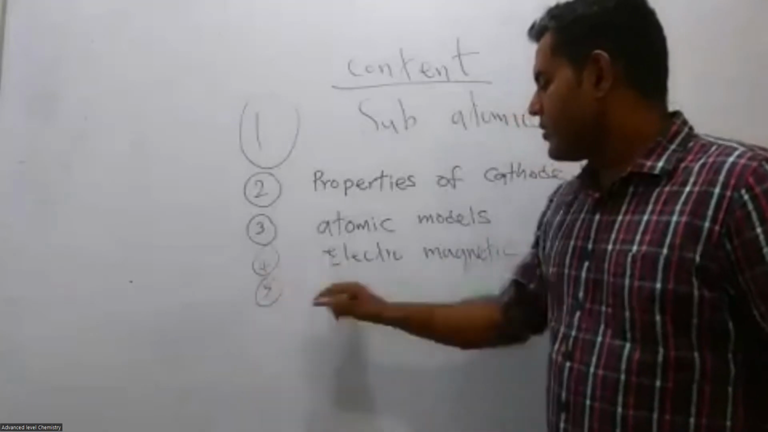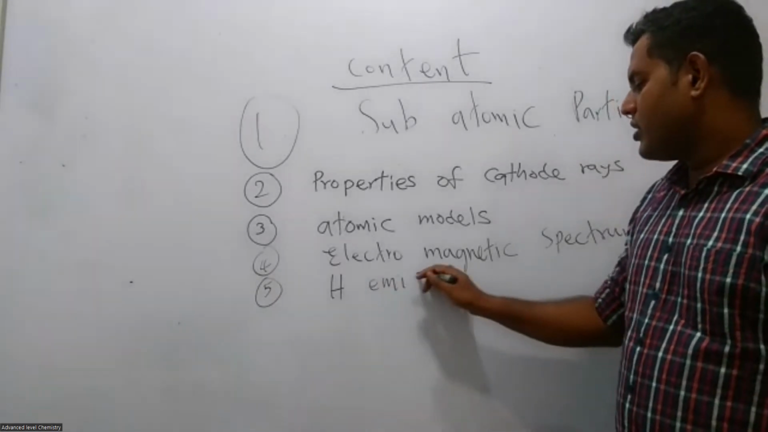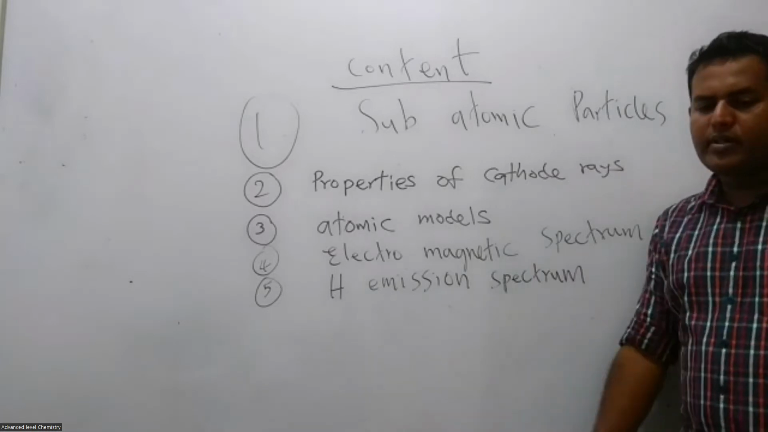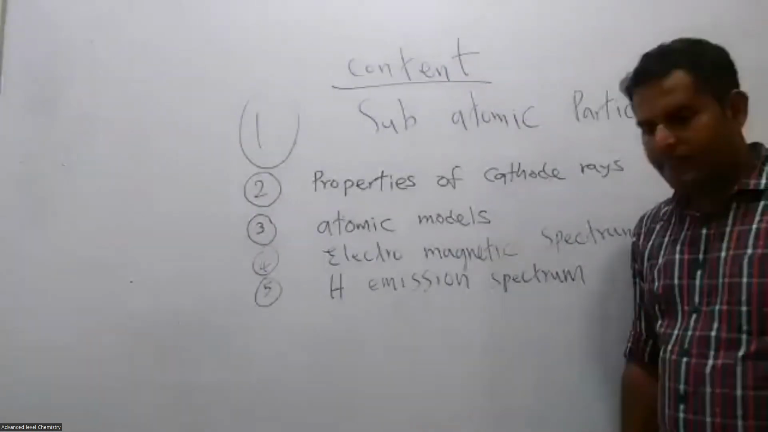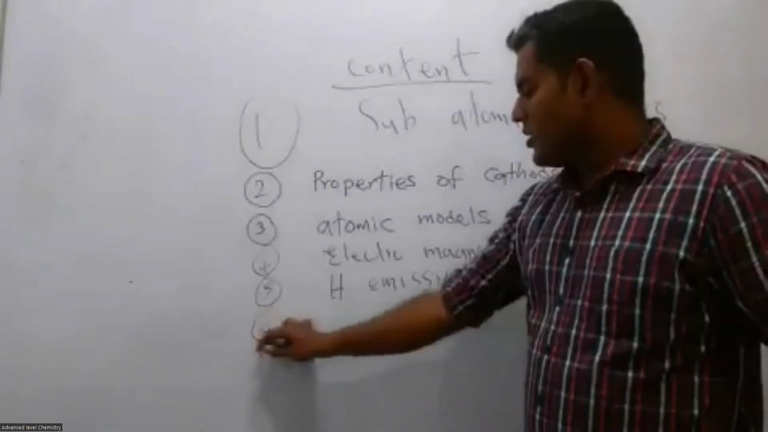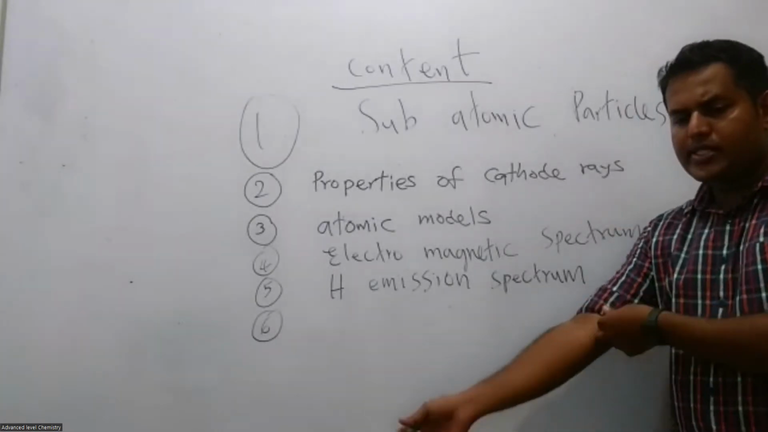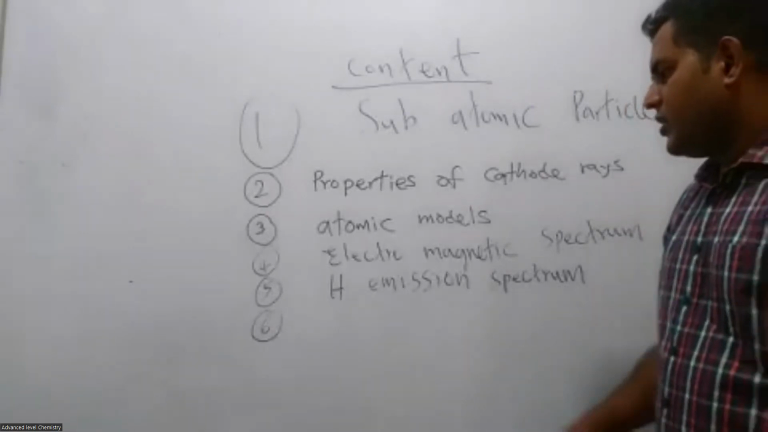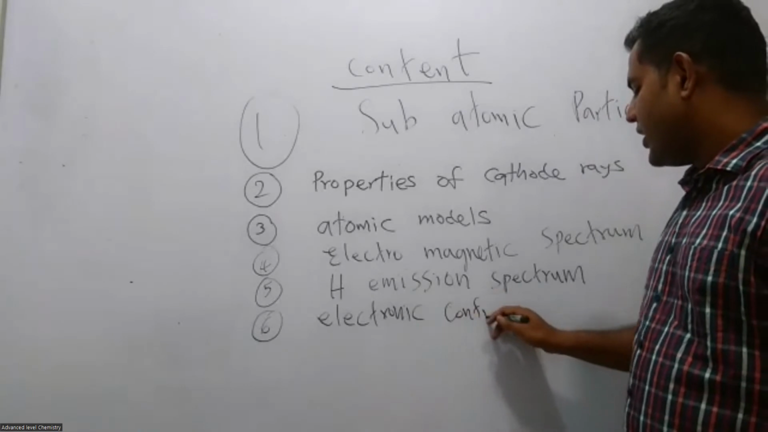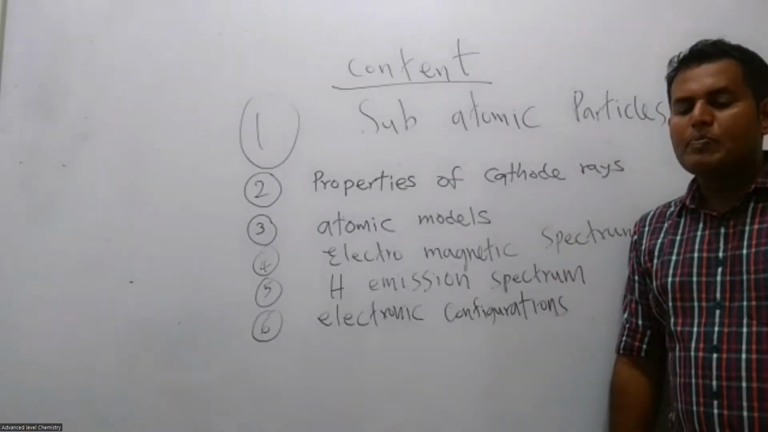Hydrogen emission spectrum. Hydrogen means the element hydrogen, so we can write capital H for that. Emission. Hydrogen emission spectrum. Number 6, after that, we have electronic configurations, and electronic configurations and quantum numbers.